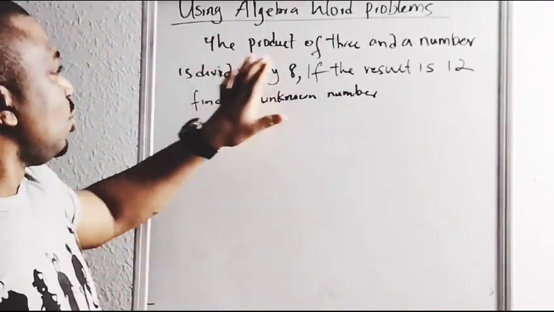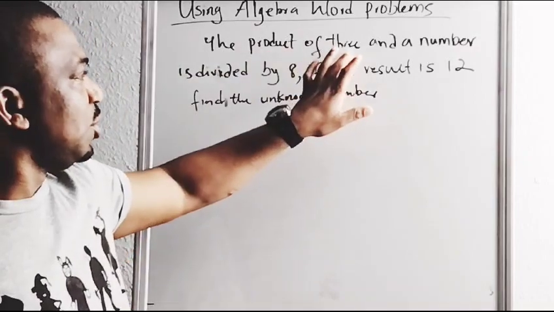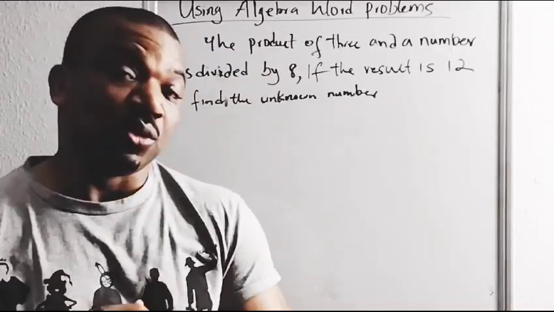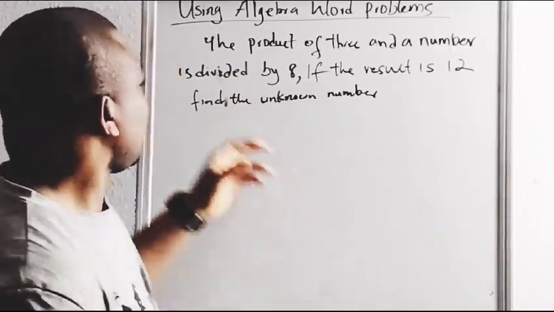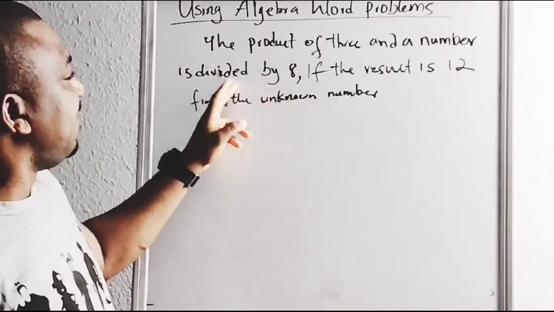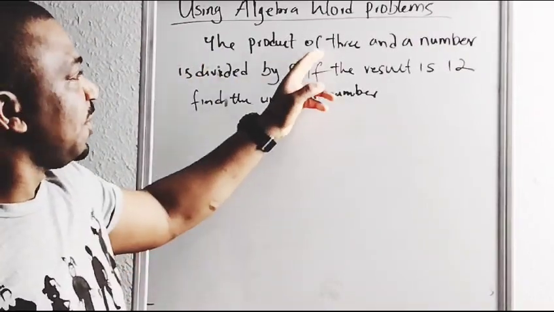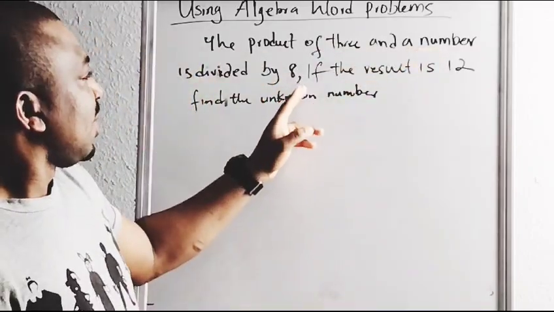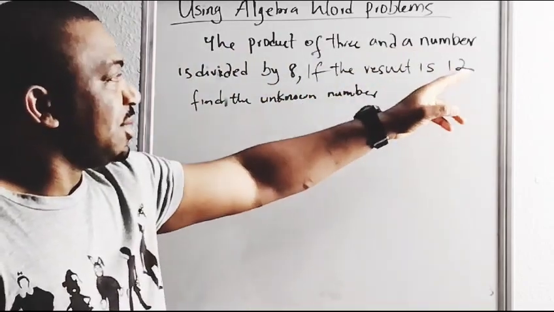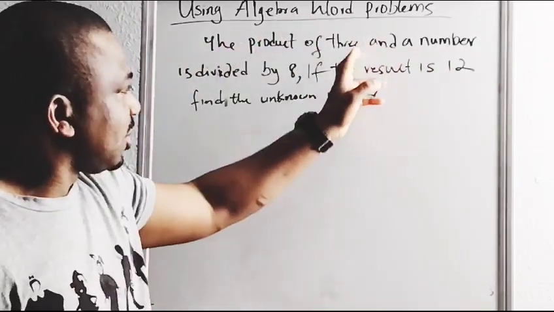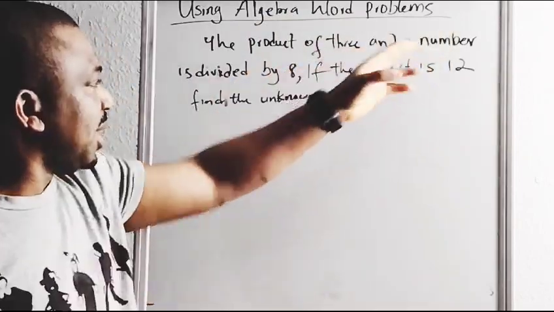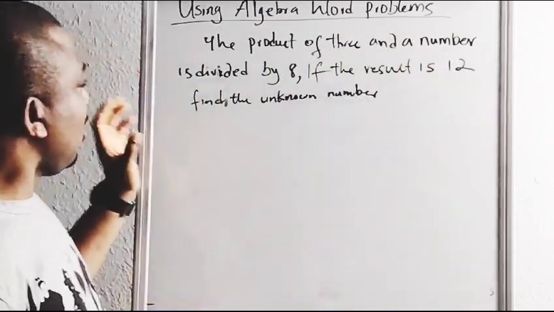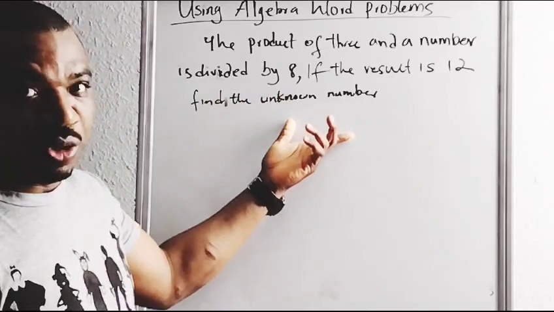It says the product of three and a number. And in this case, that number is not given. We don't know what number they are referring to. And it said it is divided by 8. It said the product of 3 and a number is divided by 8. And if the result is 12, it means that the product of 3 multiplied by a number, divided by 8, results to 12. And we have to find the unknown number.